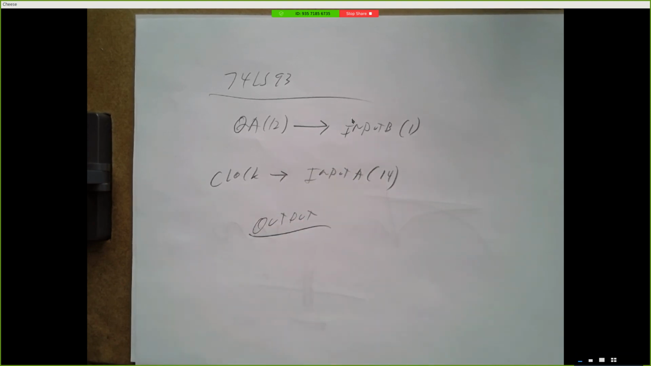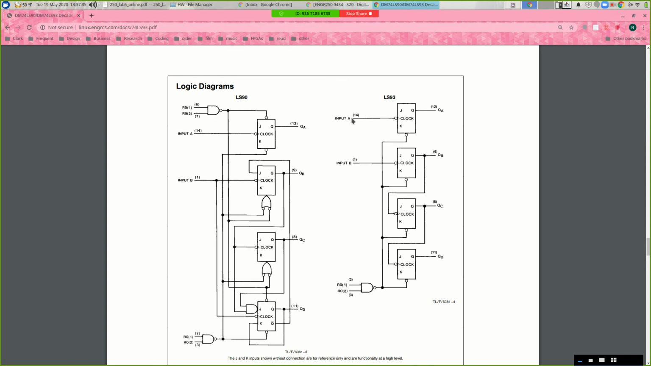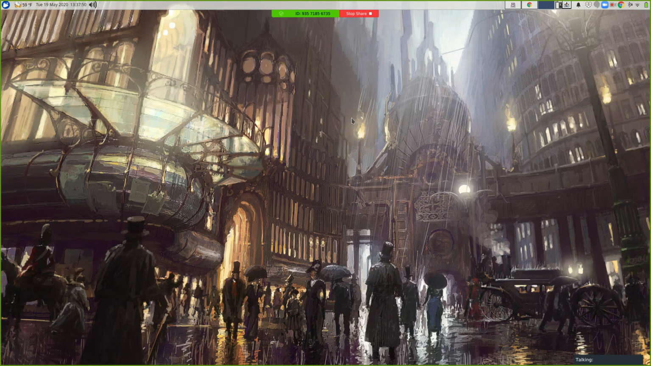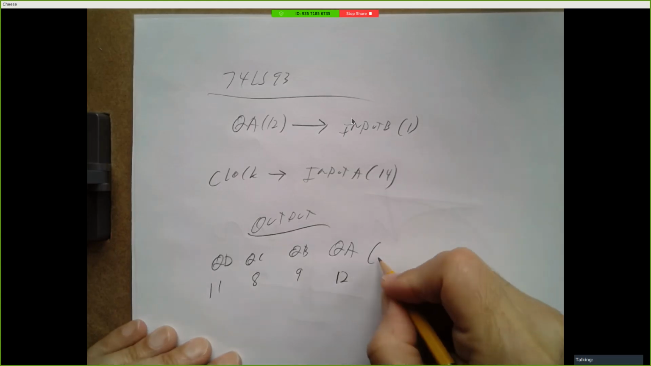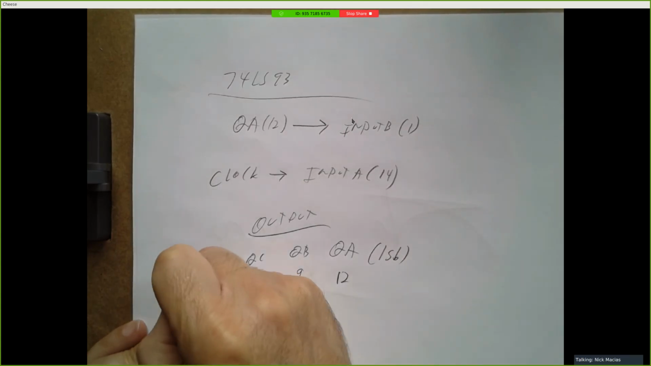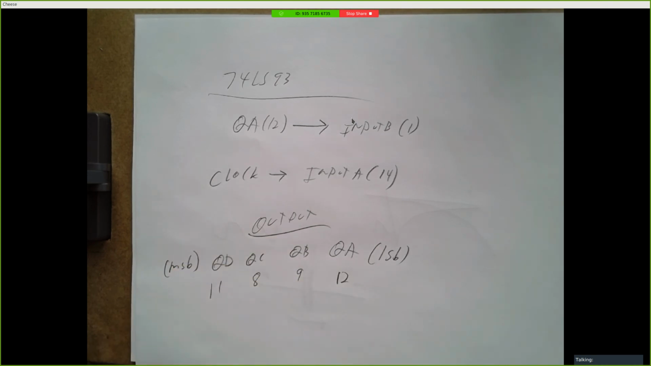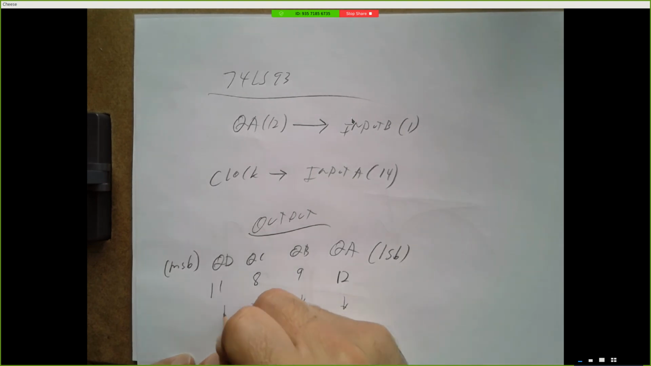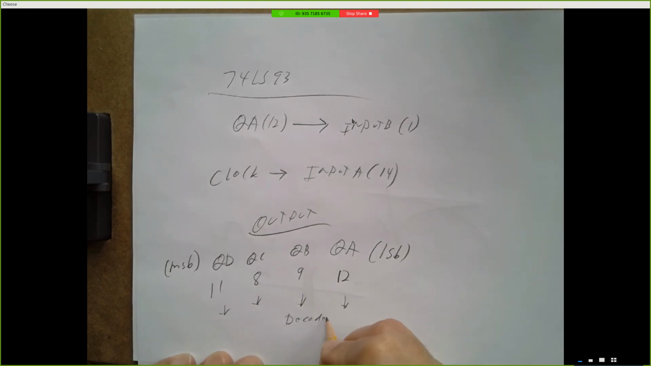And then your output is going to be QA, the least significant bit, then QB, QC, QD. QA is pin 12, and then 9, and then 8, and then 11. So this is the least significant bit, this is the most significant bit. And these are the outputs that you're going to send to your decoder and then to your 7-segment display.